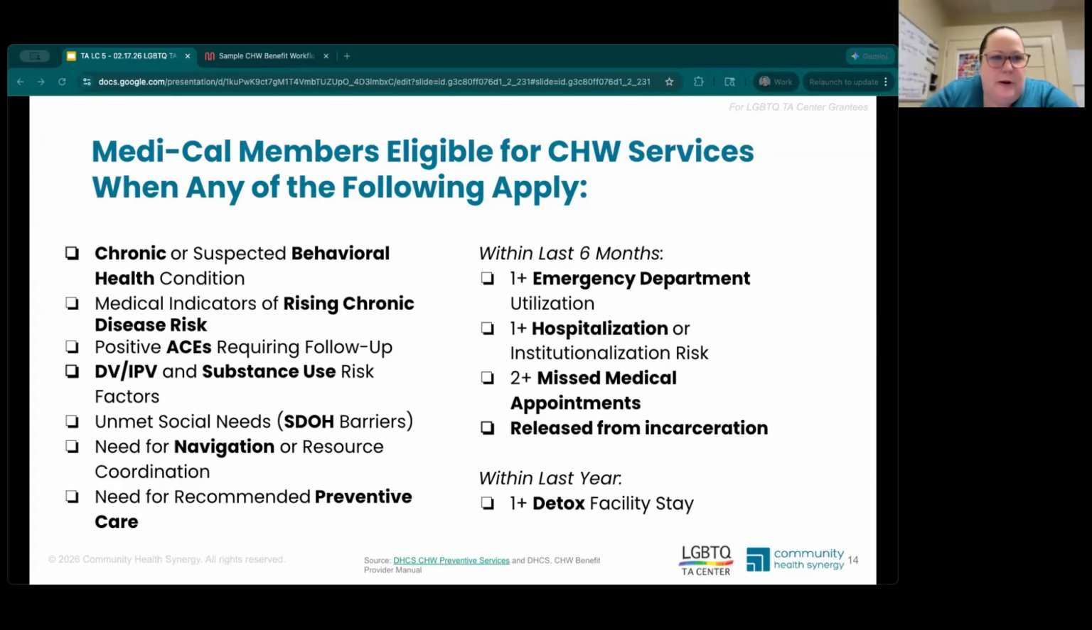Good memory. That was a good recall. It's early. I mean, I think we know that there was a need for navigation and resource coordination. So that feels like the low-hanging fruit box.